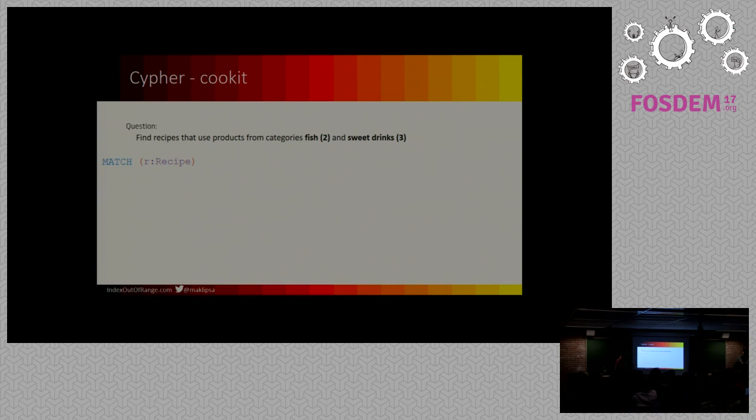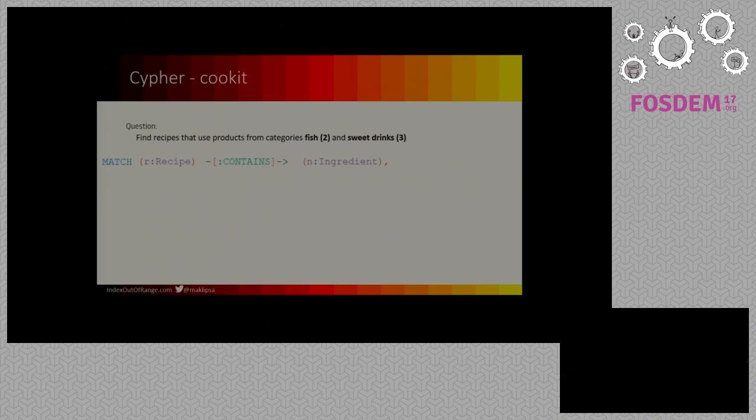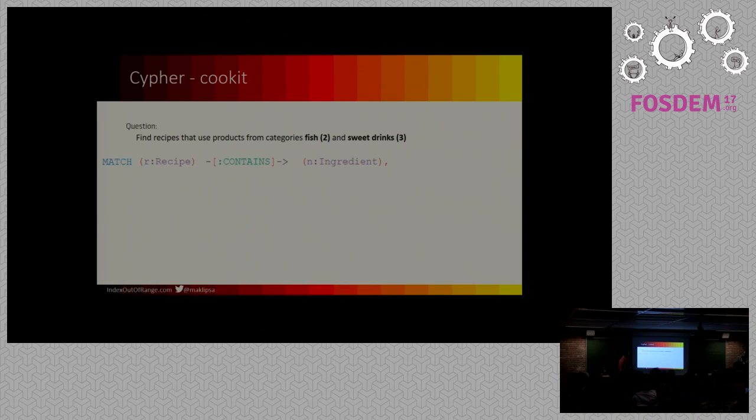Next, I also want ingredients, with the same notation. Next, I want a relationship between those, and this is the name of the relation. This actually shows you the ASCII art part. Next, I would like to return them, so R and N. Next, a bit more funky part and the most awesome part: I get the ingredient, and I'm saying, well, traverse from this node through relationships of type from and specification, from 1 to 9 levels, until you get to the node of type ingredient, which has a name of sweet drinks. And I'm doing exactly the same with fish.